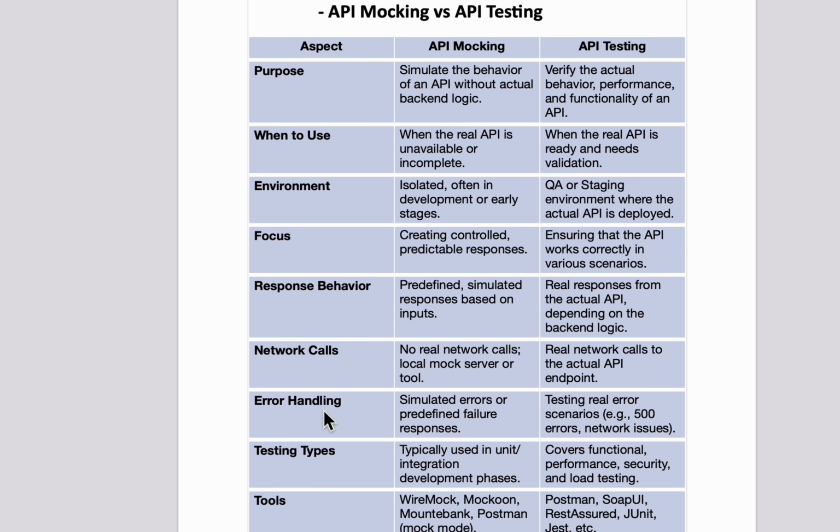And the next aspect is error handling. In case of API mocking, we are just simulating very few predefined errors or failures. But in case of API testing, you will see multiple real-time issues such as a 500 error or any network issues. And the next aspect is testing types. Mocking is typically used in unit testing or integration testing and development phases. And in case of API testing, we are covering functional testing, performance testing, security testing, and load testing.